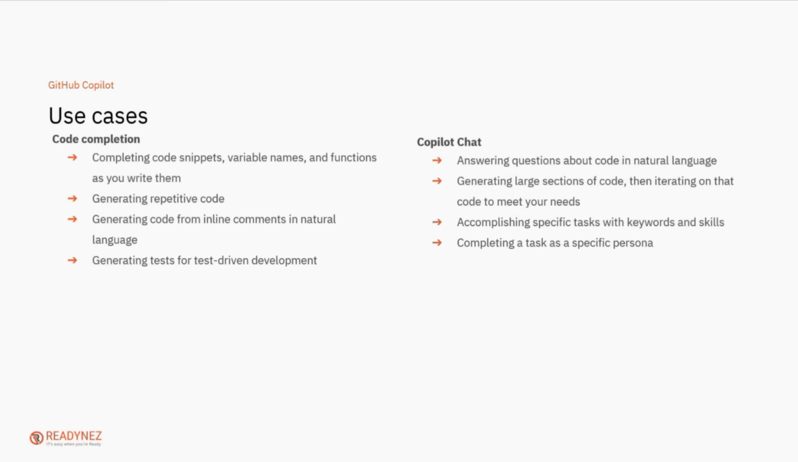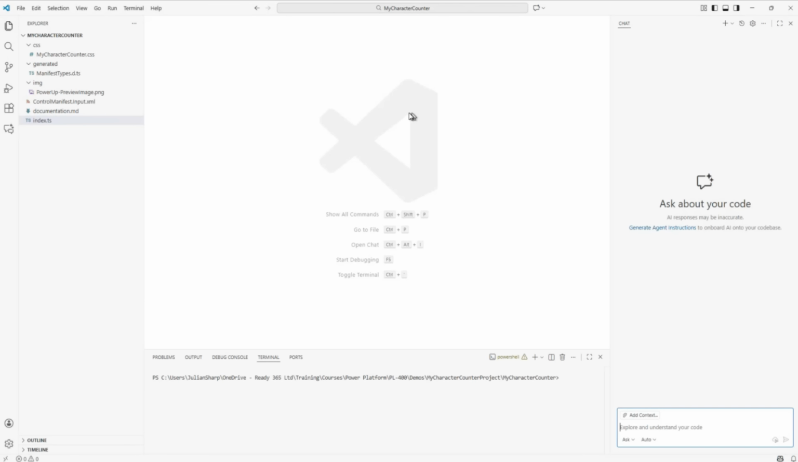And doing things like generating tests. And then we've also got GitHub Copilot Chat, where you get a Copilot Chat. So if I just go into here, I'm in a tiny little Visual Studio Code project. This is a PCF control, which is a Power Platform control written in TypeScript and CSS and HTML.